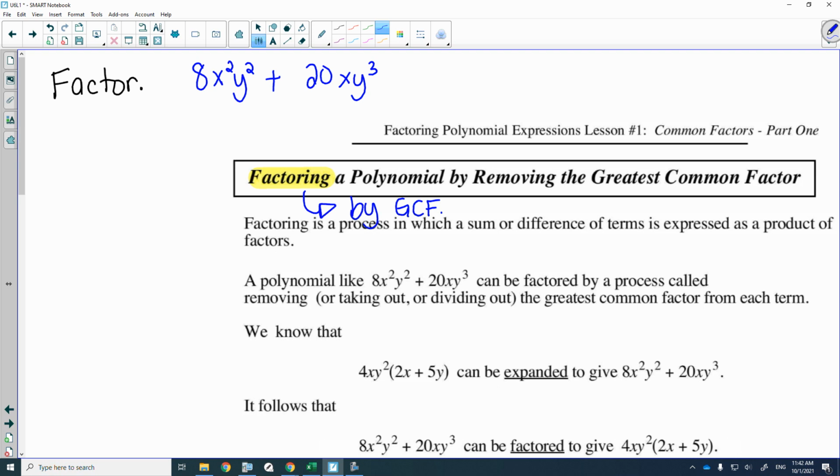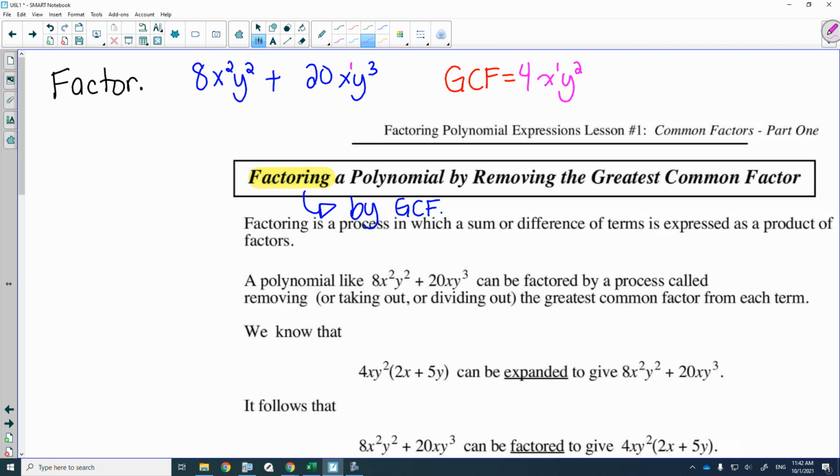The first step in factoring is you need to find that GCF. So off to the side, you would write GCF equals. And then you'd say to yourself, what's the biggest number that you could divide out of the 8 and the 20? What would that be? It would be 4. X to the 1 and y squared. Okay, so you get that GCF.